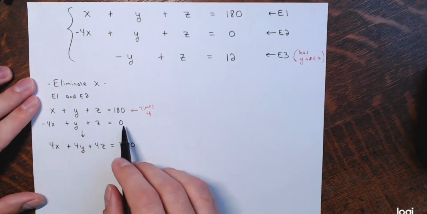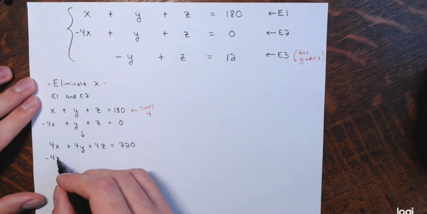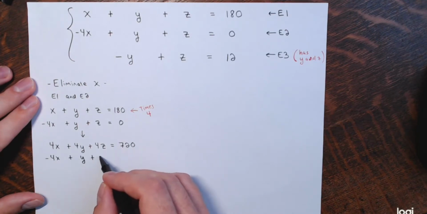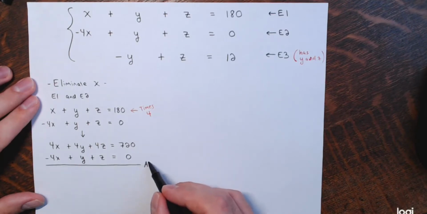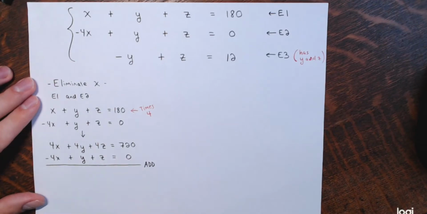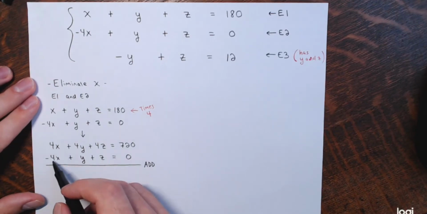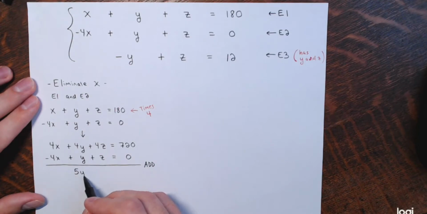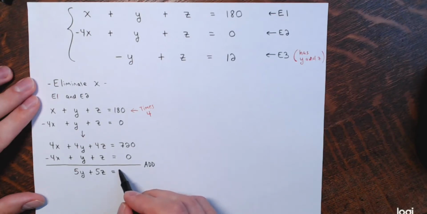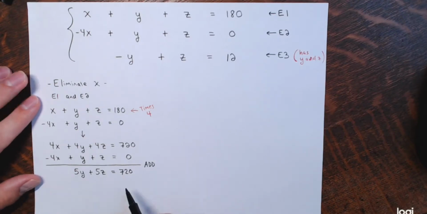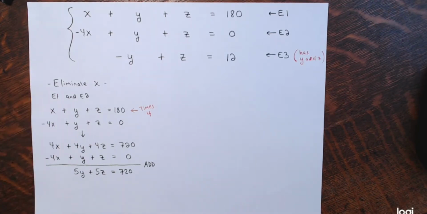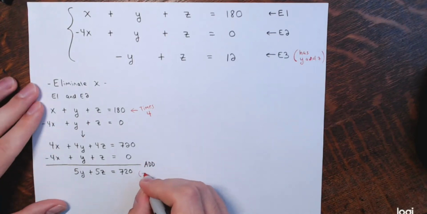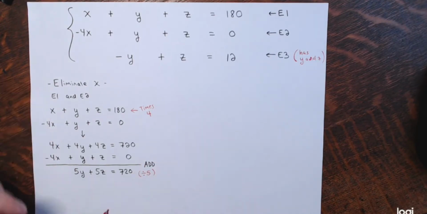And the second equation I didn't do anything to, right? Negative 4x plus y plus z equals 0. And now I can add the equations together, and that'll eliminate the x's. Those are gone. You have 5y plus 5z equals 720. And just to make the numbers a little smaller, I'm noticing that all these coefficients are multiples of 5. So I'm going to take this equation and divide everything on both sides by 5.